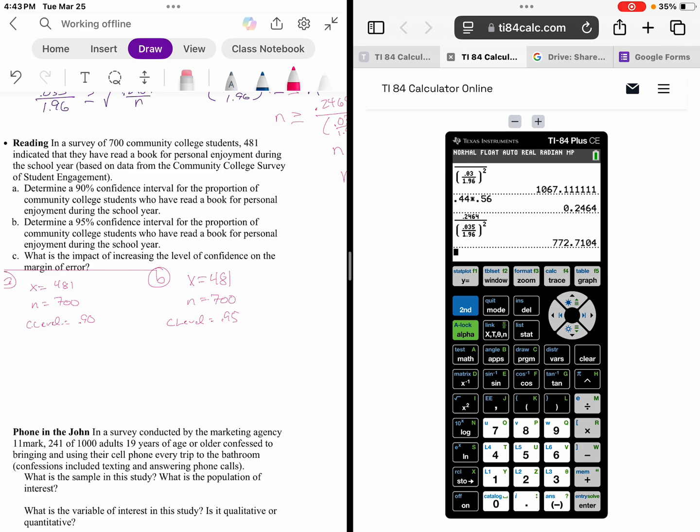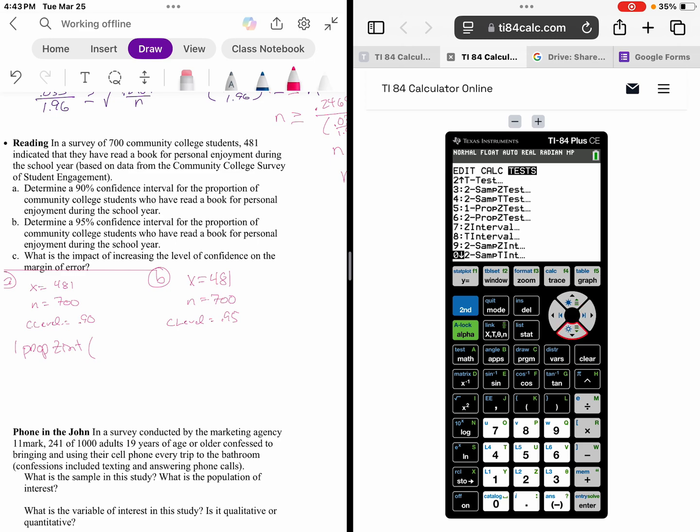We're going to do a one proportion Z interval, and we're going to use the calculator. So when I do my one prop Z interval, I'm going to do the 90% one first. That's the data I'm going to type in for X, N, and the confidence level. So stat, over to test, down to option A, and then I'm going to put in 481, 700, and we want 90%, so 0.90.